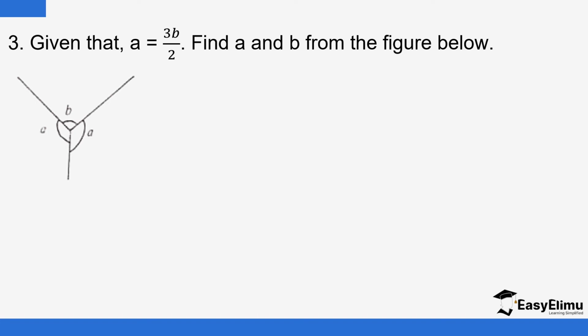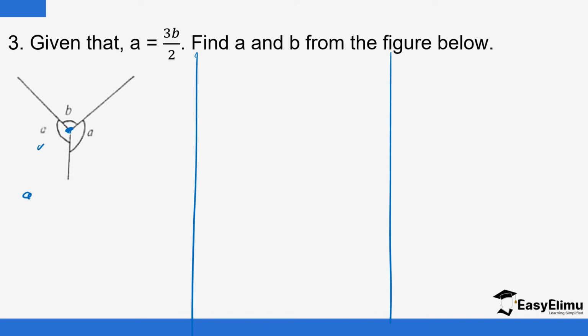So again, we have another example here. I will try and subdivide this into three. They have a common vertex, meaning they qualify to be called angles at a point. So their sum should also be 360 degrees. So A plus this A here plus B should be equal to 360 degrees. The question is to find A and B.